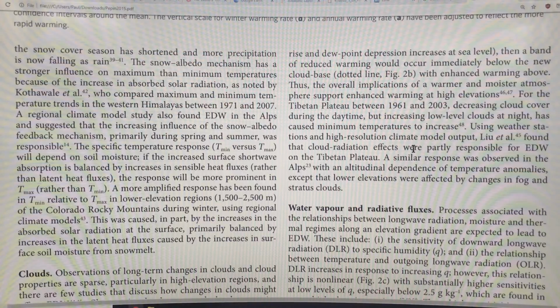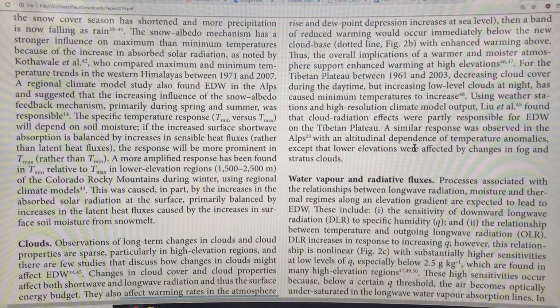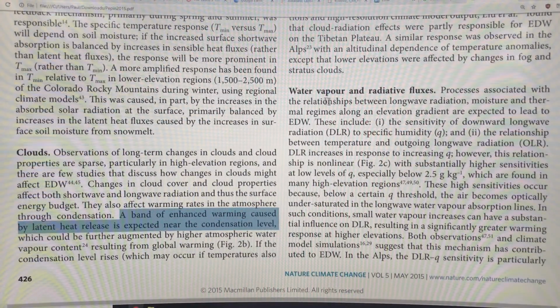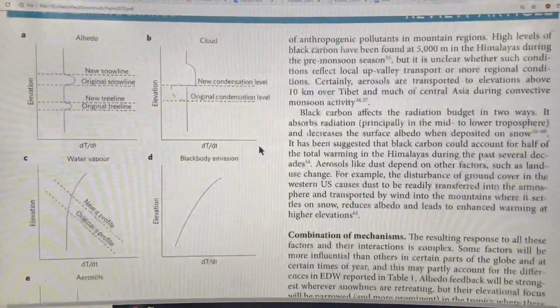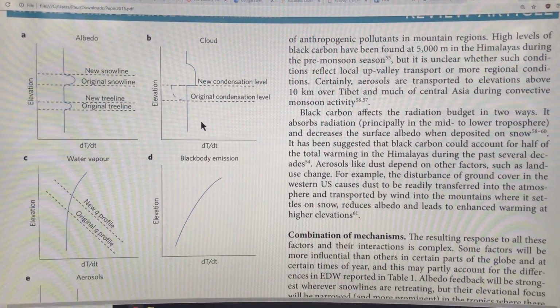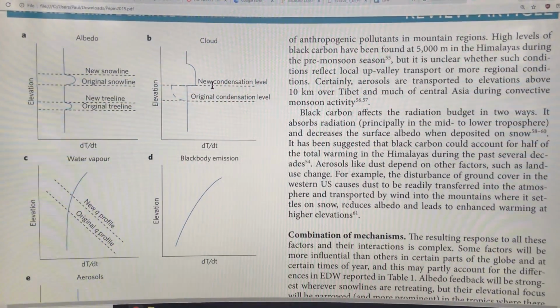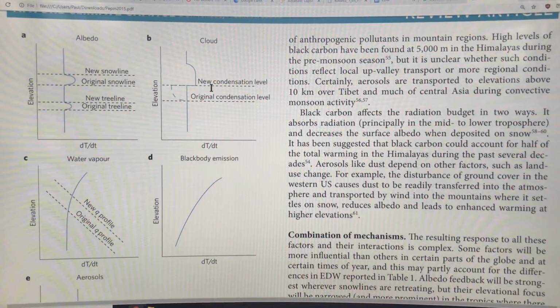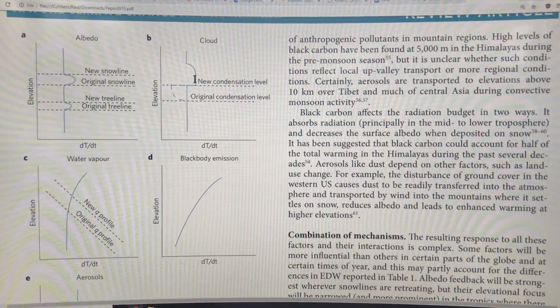Okay, and also, the clouds, whether they're at day and night is important, etc. So water vapor and rate, so that's this guy here. If this is the original condensation level, it has moved up because of warming, right? The water vapor used to condense out here, releasing the latent heat, and now it condenses out here, releasing the latent heat. So the latent heat is released at a higher altitude, which warms up the air at the higher elevation.